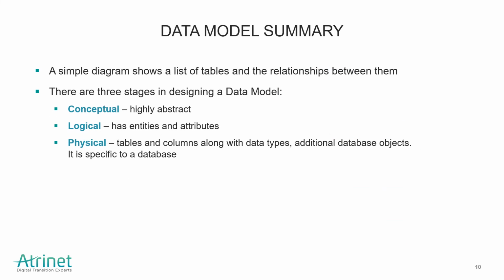Data model summary. It is a simple diagram that shows a list of tables and the relationships between them. There are 3 stages in designing a data model: conceptual, which is highly abstract; logical, which is entities and attributes; and physical, which contains tables and columns along with data types and additional database objects. It is specific to a database.